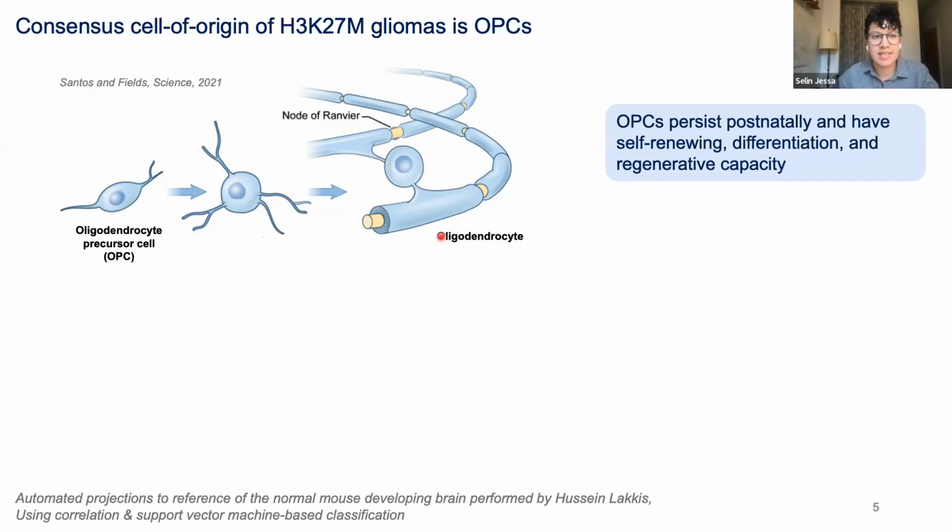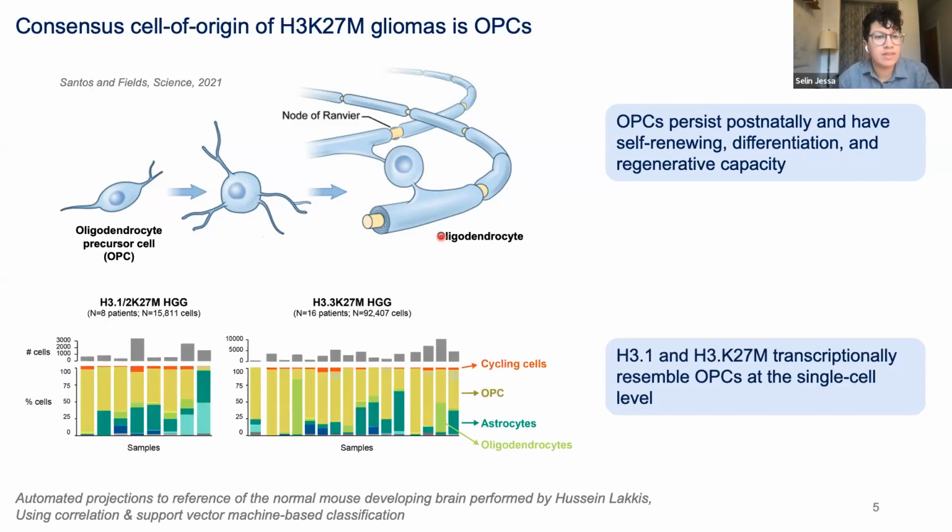The first thing we asked in our single-cell RNA-seq data was, what do these tumors resemble in terms of normal cell types? In these figures, every bar in the plot represents one patient sample, and we're looking at the breakdown of the cell types we see among malignant cells in each sample. What we found is that both H3.1 and H3.3 tumors predominantly resemble the oligodendrocyte lineage, usually transcriptionally resembling OPCs and with smaller populations of astrocytes, oligodendrocytes, and cycling cells. So at the single cell level, these tumors transcriptionally resemble OPCs, which is consistent with the hypothesized cell of origin.